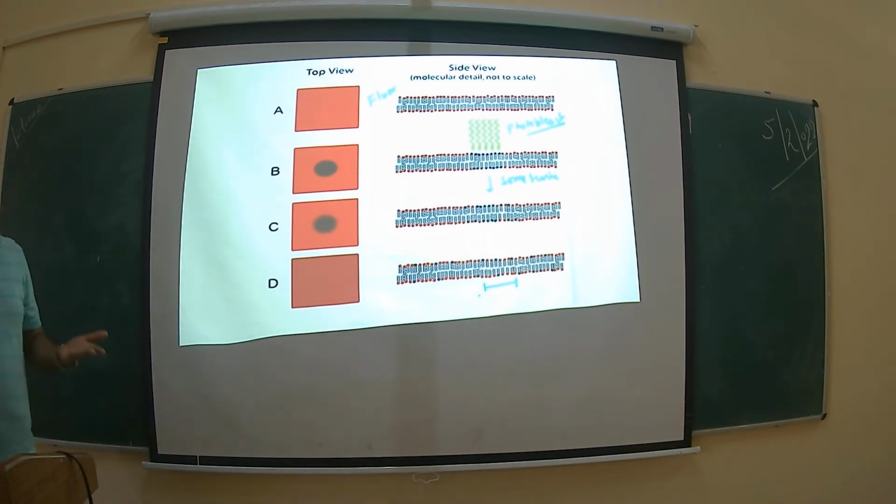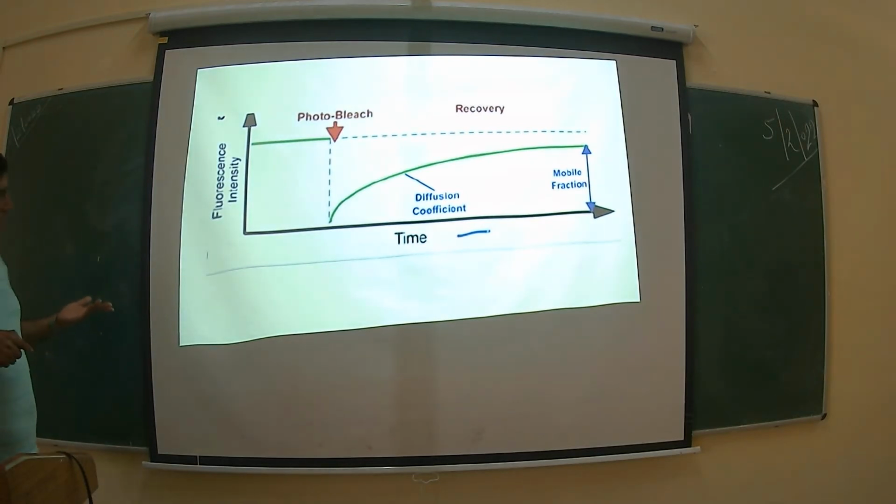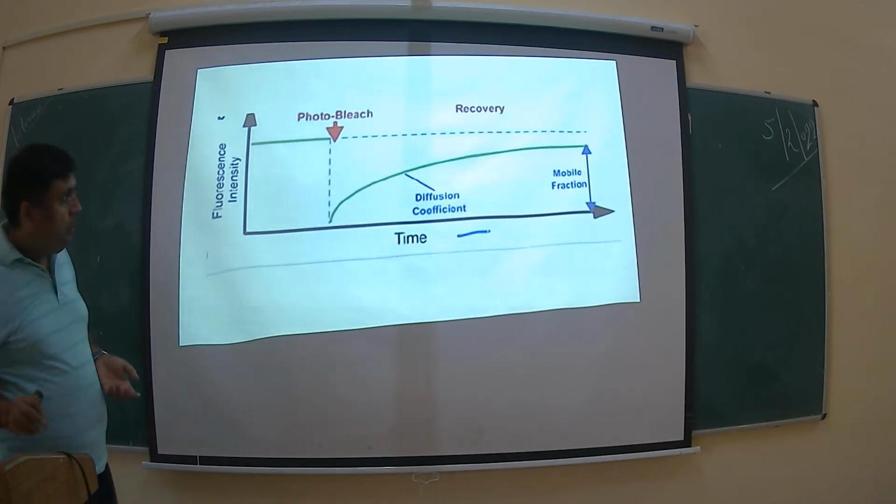and this is known as the FRAP technique. So here this is very good. The slope of this curve is known as the diffusion coefficient, and this area is the mobile fraction, and this is the point where you do the photo bleaching, and this is the fluorescence intensity versus time. Okay, got this point? Is that clear?